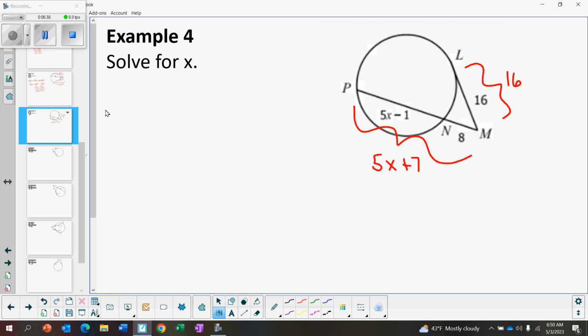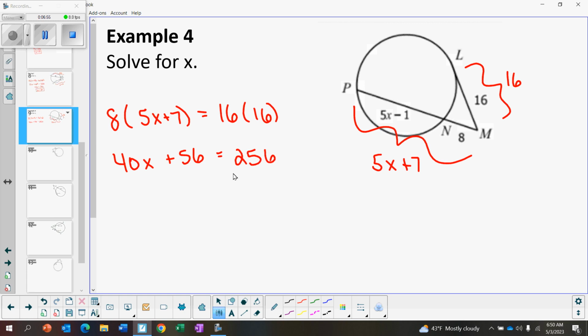So for outside times whole, we have 8 times 5x plus 7 equals, the outside is 16 times the whole thing is 16. So distribute, we get 40x plus 56 equals 256. Subtract the 56, 40x equals 200. And divide by 40, we get x equals 5.